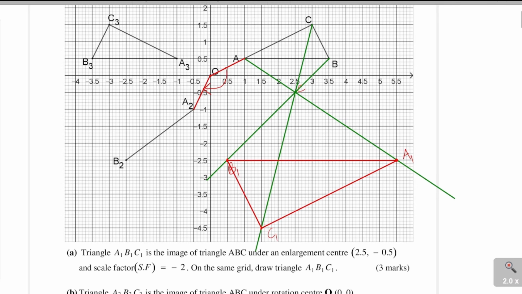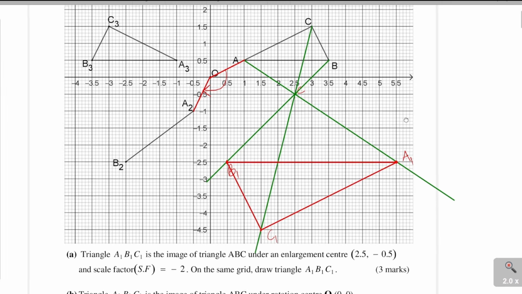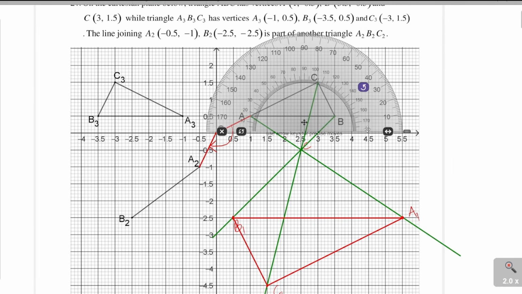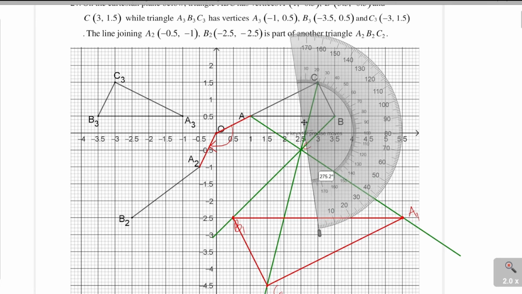So what do you need to do that? You need a protractor, not a pair of compasses. You need a protractor to do that. So get a protractor, and then this is how you're going to position it.